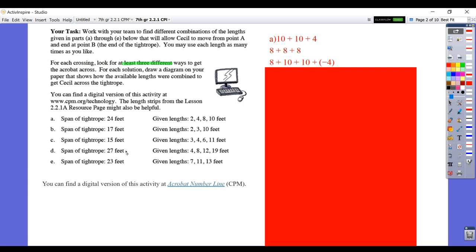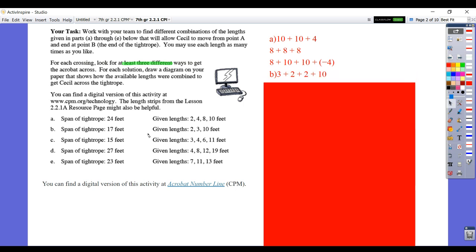All right. Some of these, however, as you progress, get more difficult. And this is something they will ask you to do on quiz and test as well. To be given specific lengths and to have to get to, using only those values, positive or negative, the span of the tightrope. All right. So we'll show you another example for B. If we had 2, 3, and 10, we could use 3 plus 2 plus 2 plus 10. 3 plus 2 would be 5, plus 2 would be 7, plus 10 would be 17. And again, for B, our goal is to get 17 feet.